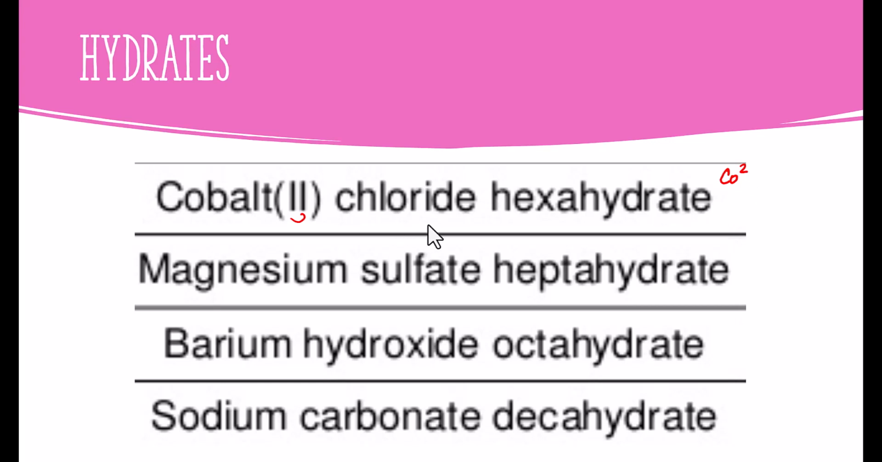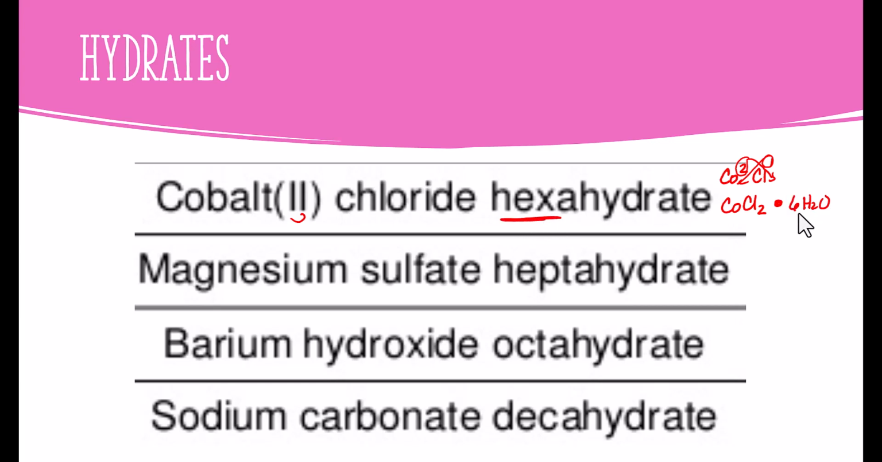Chloride is chlorine, Cl, charge is 1. I cannot reduce, so I crisscross. The 2 comes down here, the 1 comes down here, so this is CoCl2. I need my little dot here to tell me that it's surrounded by water. Hydrate, remember, is H2O. Hexa is 6, so we put 6H2O.